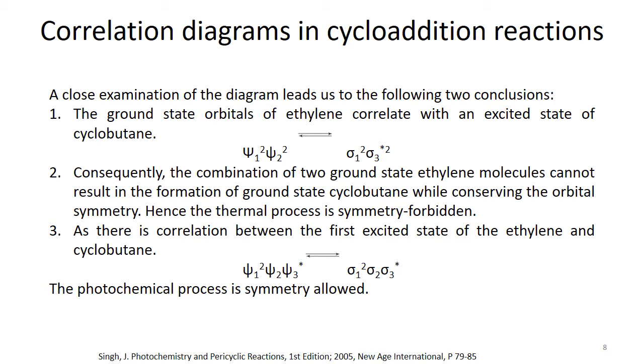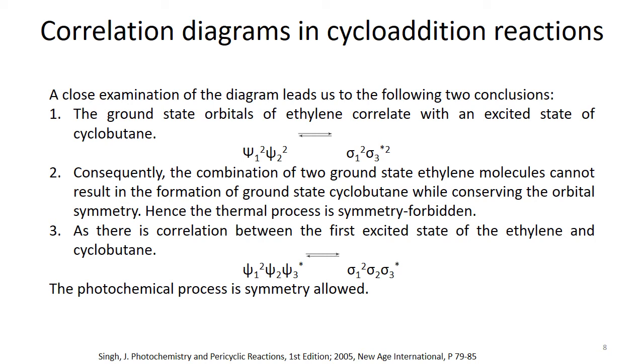So if there is a correlation between the first excited state of the ethylene molecule and cyclobutane, we get this type of system, that is psi 1 squared, psi 2, psi 3 star, and then we are talking about the excited state of one molecule. So the excited state of these ethylene molecules converts to sigma 1 squared, sigma 2, sigma 3 star. It means that this reaction goes from an excited state to an excited state of cyclobutane. So this photochemical reaction is symmetrically allowed. Basically, these two things are the conversion of psi 1 squared, psi 2 squared to sigma 1 squared, sigma 3 star squared.